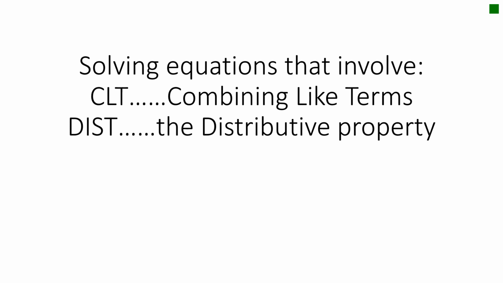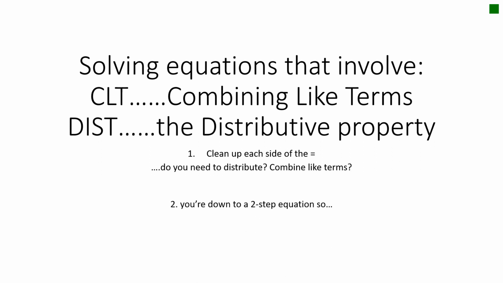All right, so we are going to solve equations that involve CLT, combining like terms, and DIST, the distributive property. We're going to first clean up each side of the equal sign, and that means, do you need to distribute? Do you need to combine like terms? You're going to ask yourself those questions. If you need to distribute, do it. If you need to combine like terms, do it. Once it's cleaned up, you're down to a two-step equation.